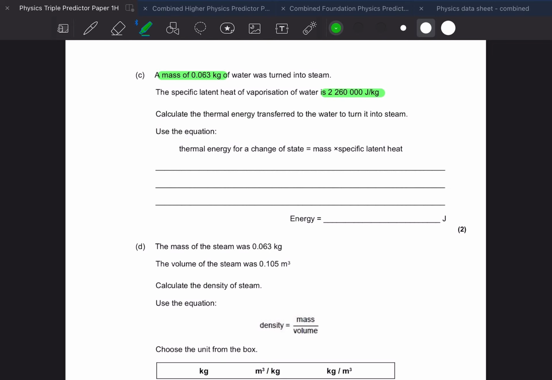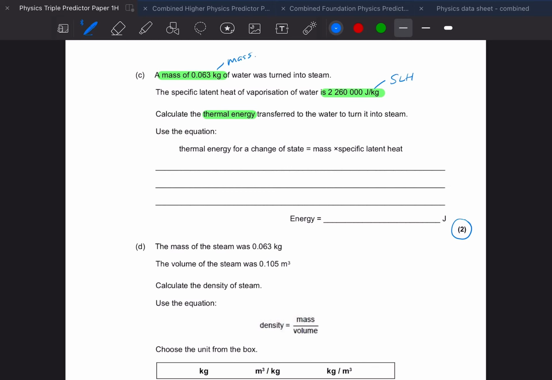It wants us to calculate thermal energy, and we're given an equation, so we don't even need to look it up off the data sheet. So let's annotate this a little bit. So we've got a mass here. It's in kilograms, so that's the correct standard unit, so that's absolutely fine. We're told that this is the specific latent heat, and it's in joules per kilogram, which is good because our energy is going to be in joules and our mass is going to be in kilograms, so there's no converting to do there.